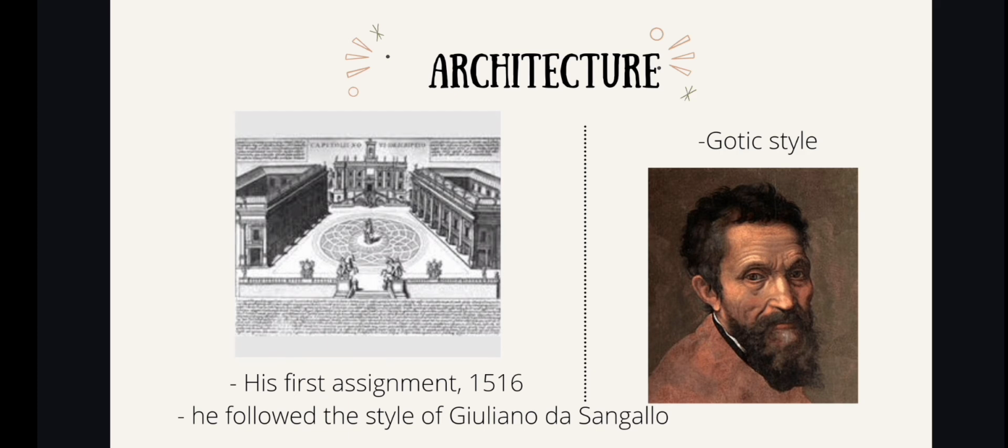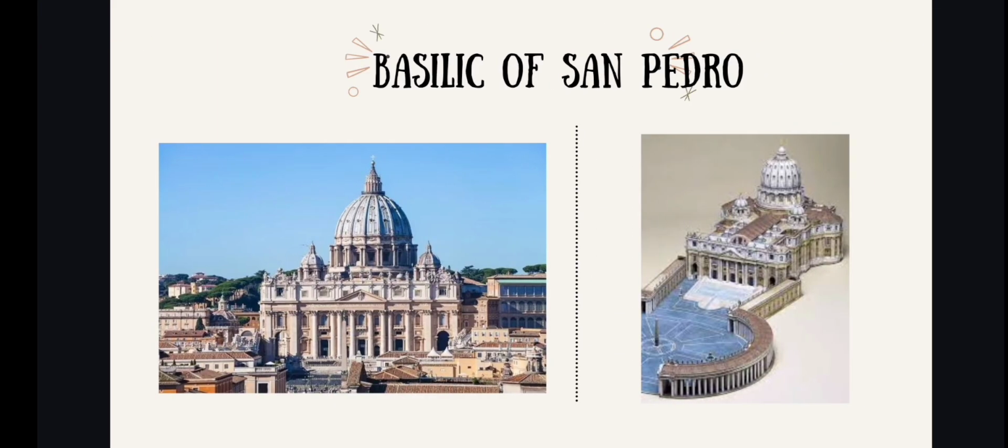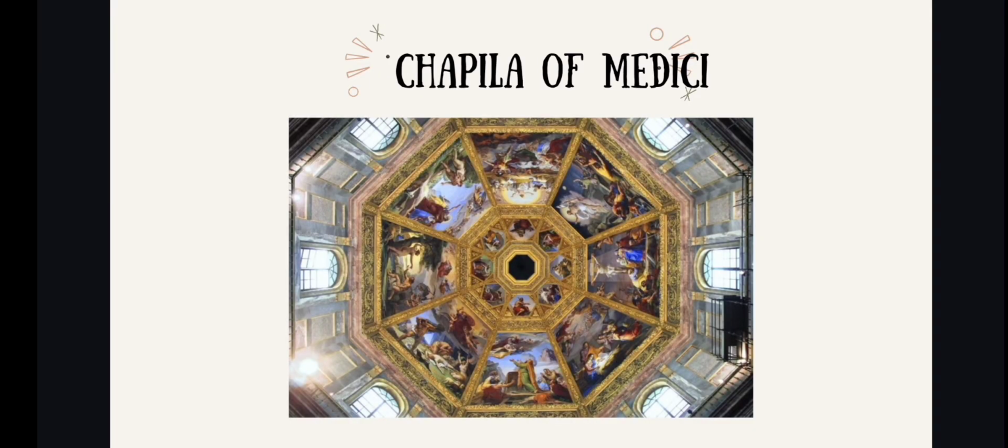For example, in the Laurentian Library, we can see the Gothic style. In the corner, a large dome with large windows through which light can pass, and a door with an arch that ended in a pointed shape. Another monument is the Basilica of San Pedro. It was inspired by the Pantheon. You can also see large windows in the dome, and everything is very loud, like the characteristic of the Gothic. And the last example, the Chapel of the Medici, has the same characteristics as the library and the Basilica.